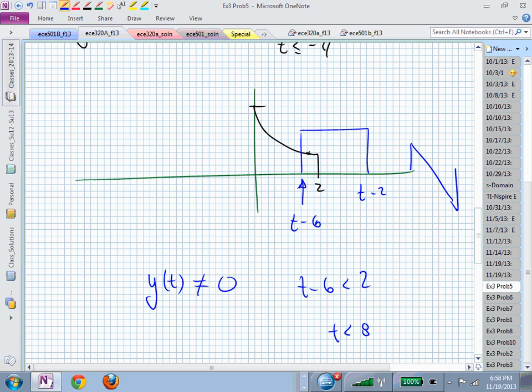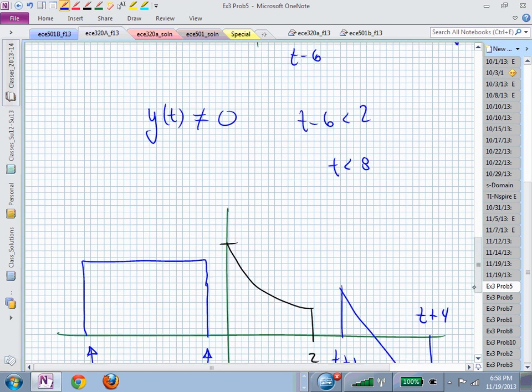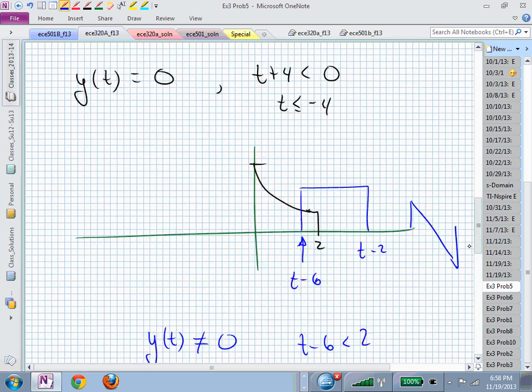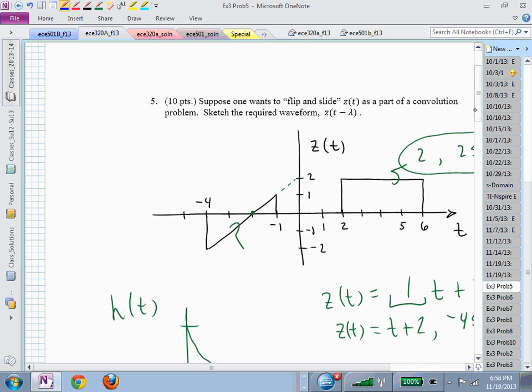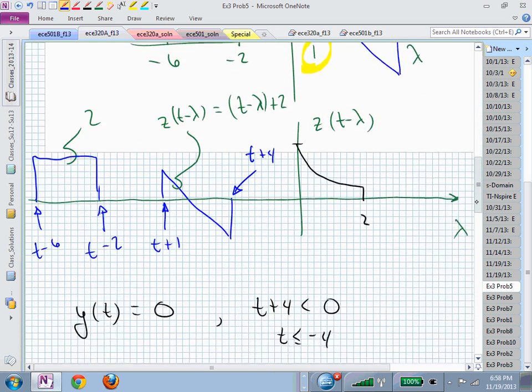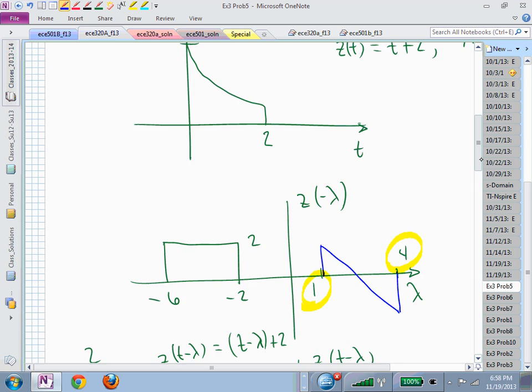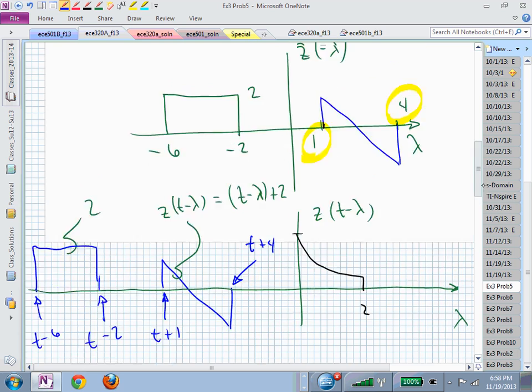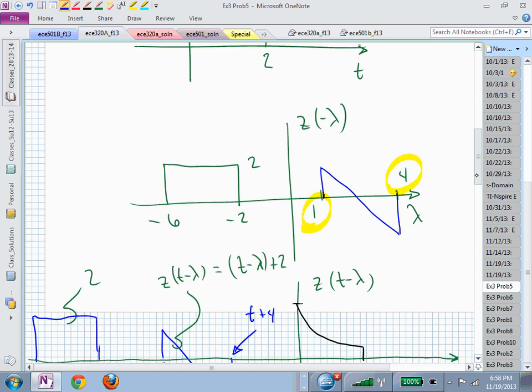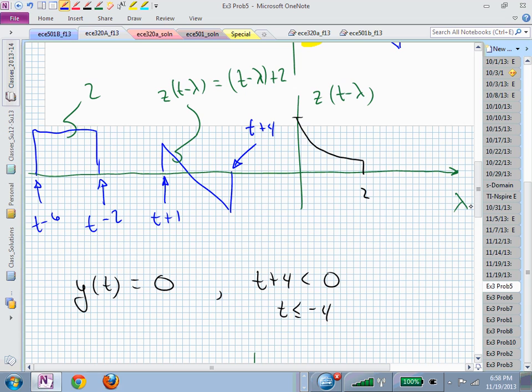So can we do an example? Why don't we look, are we okay with number 5? Did we answer it? What was the question? Oh, we just needed to sketch z of t minus lambda, didn't we? So we got it somewhere. Oh, there it is. That's right. I put the h of lambda on top of it, didn't I? Okay. So that's my z of t minus lambda for its two intervals.